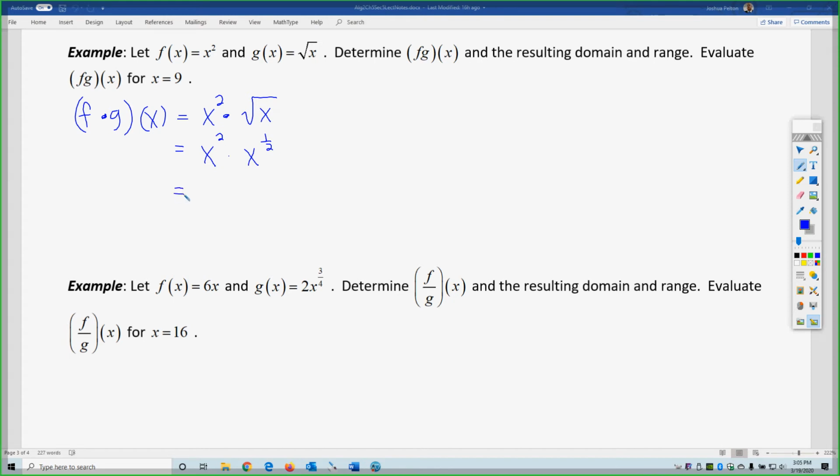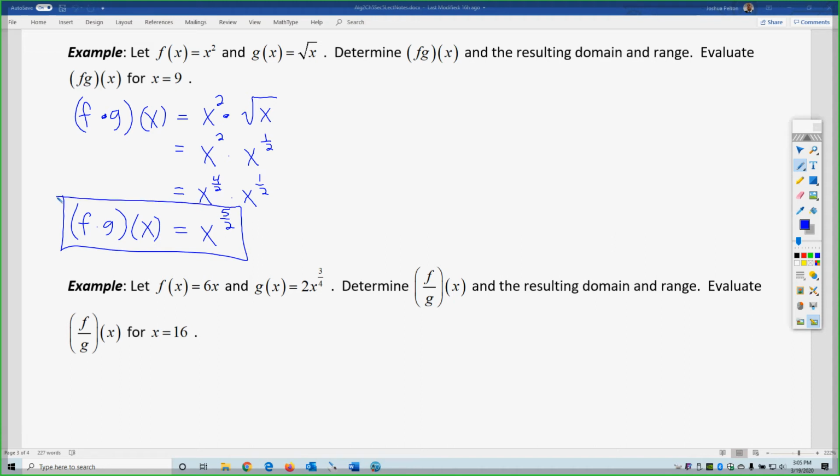So using the product rule, we need to add these things. So let's see. 2 is really 4/2 times 1/2. So that gives me x to the 5/2 is the actual product of the two functions. So that is our actual function.